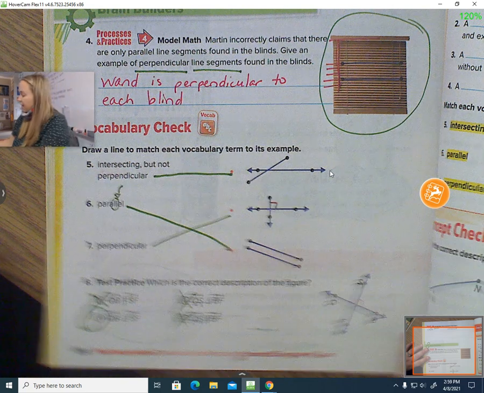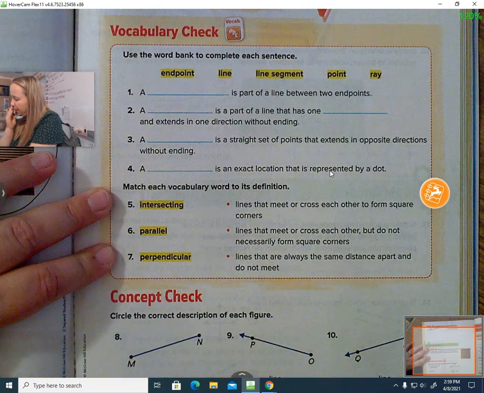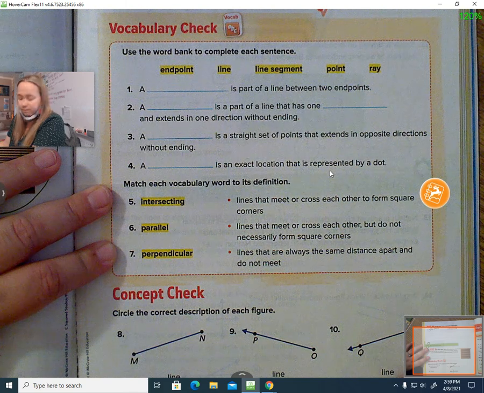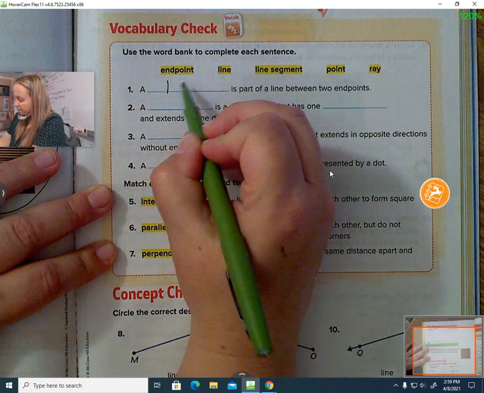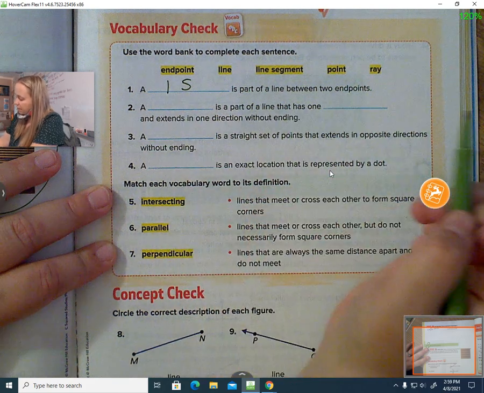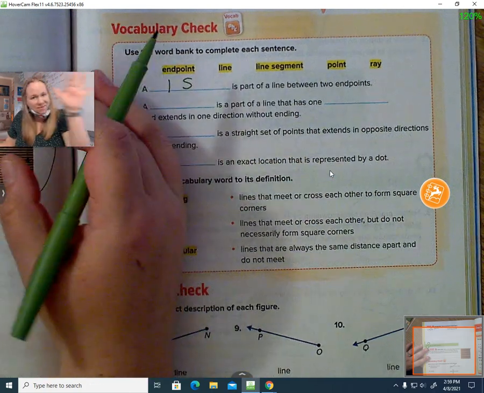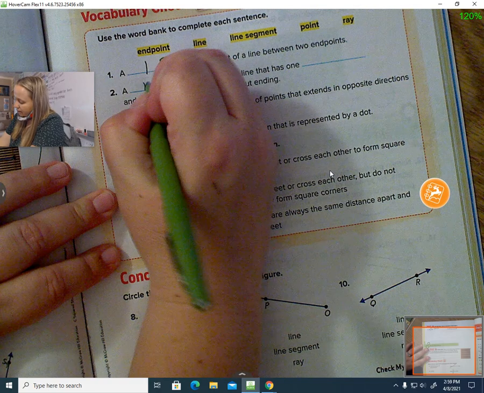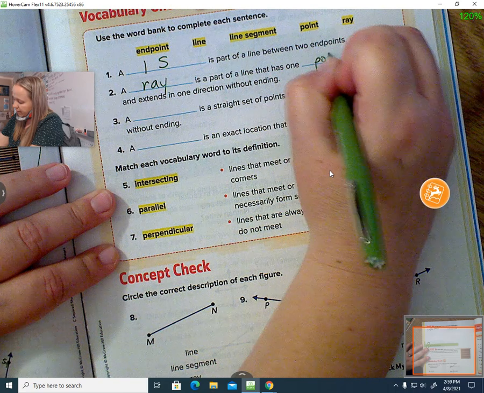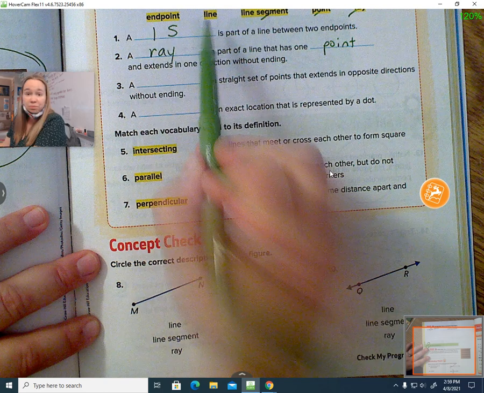All right, friends. I think now you are ready. Let's just go over this real quick. This top part to take your quiz. Part of a line between two endpoints. That would be a line segment. How about a blank is part of a line that has one blank and extends in one direction without ending? Well, that sounds like a hey ray. So a ray is part of a line that has one point. Oh yes, we should always cross these out. Point, line segment, ray. Because now I only have two more to deal with, right?